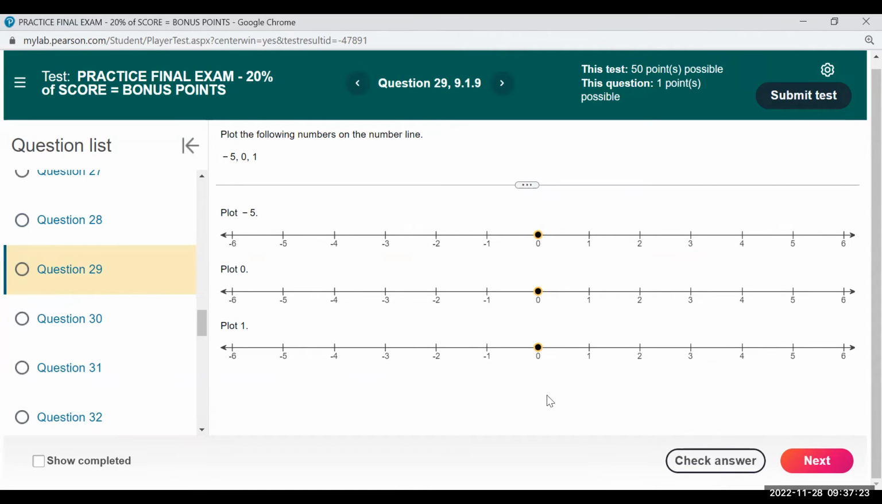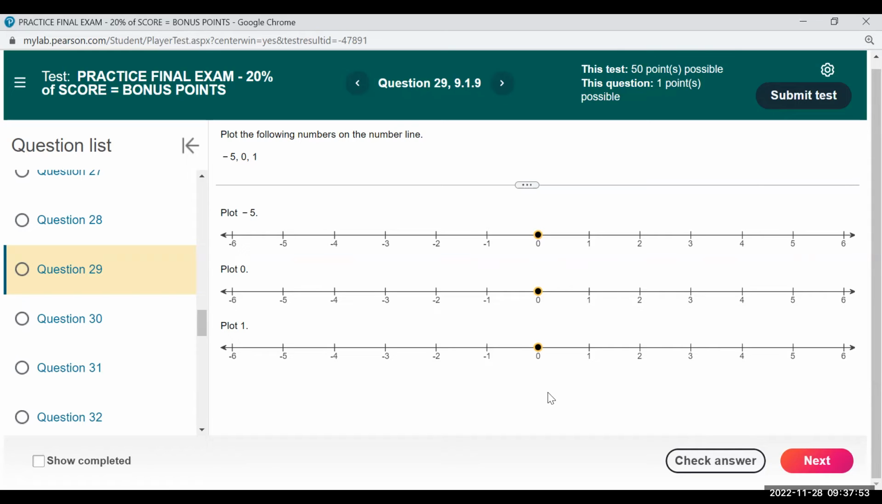Plot the following numbers on the number line. I thought I had another picture. I'm sorry, I thought I had another one of those. I thought I had one that had a whole bunch of things sticking out, so it was going to make it more work.